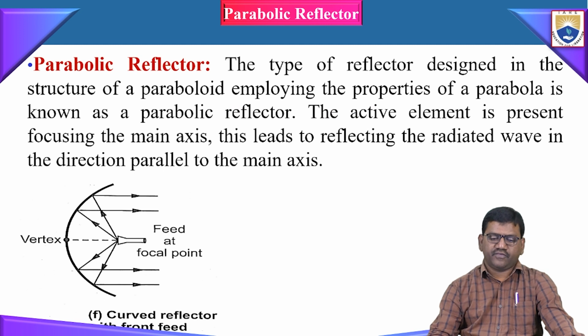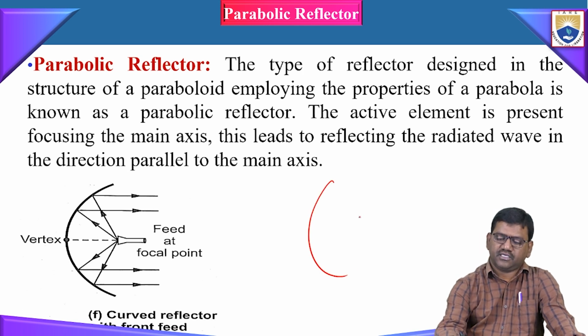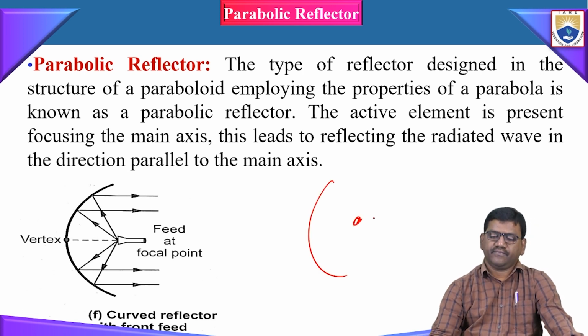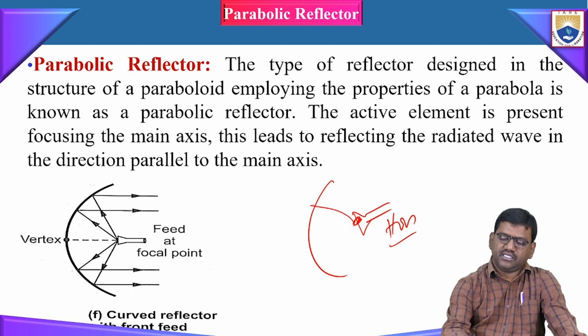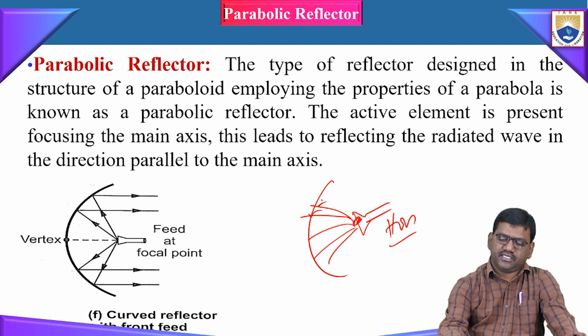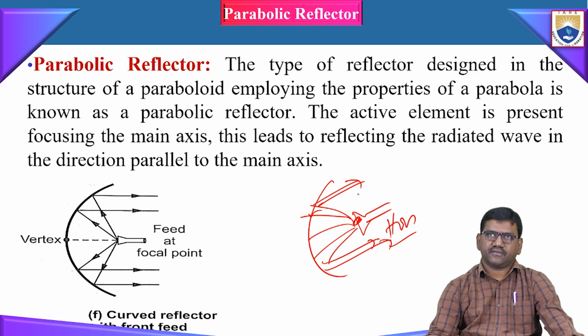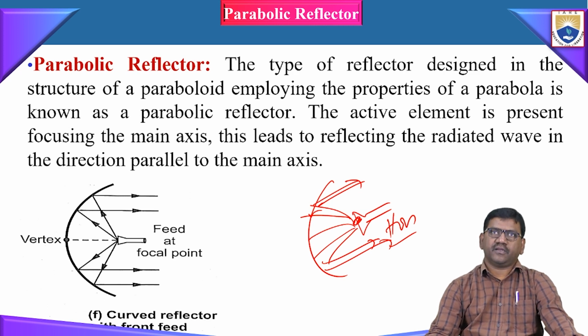The next one is the parabolic reflector antenna. This type of reflector is designed in the structure of a parabola, employing the properties of a parabola, and is known as a parabolic reflector. The active element is present focusing on the main axis. This is the focus of the parabolic reflector. At the focal point, we place a source antenna, which is known as the horn antenna. From this horn antenna, all the energy is radiated towards the reflector, and from the reflector, the energy is reflected to the intended direction. So this is the basic principle of the parabolic reflector antenna.